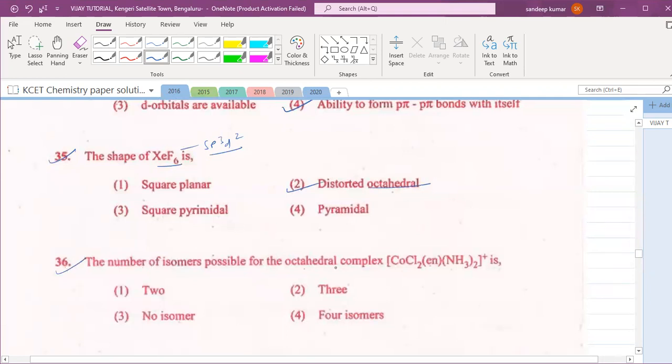Next, 36. The number of isomers possible for octahedral. This is also deleted only. But for this coordination compound, [CoCl2(en)(NH3)2], the number of isomers possible is 4 isomers.